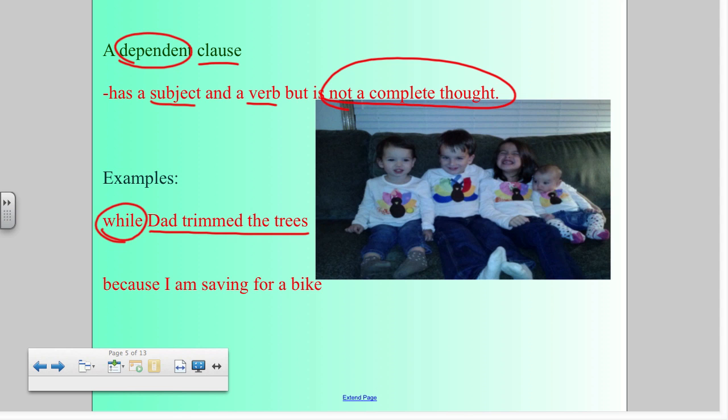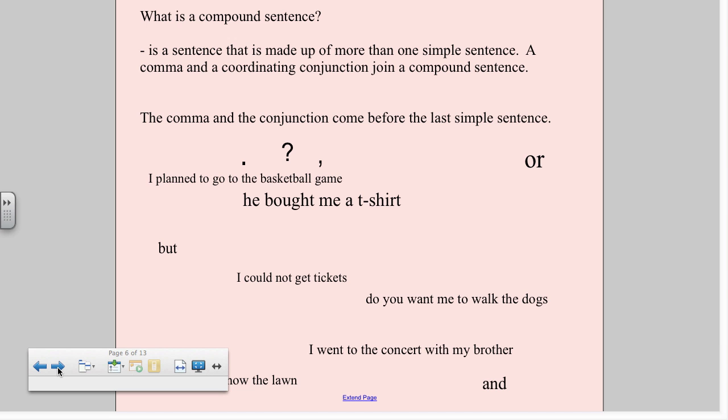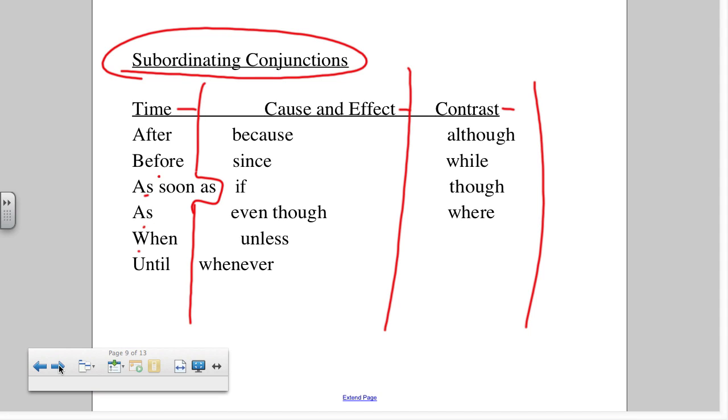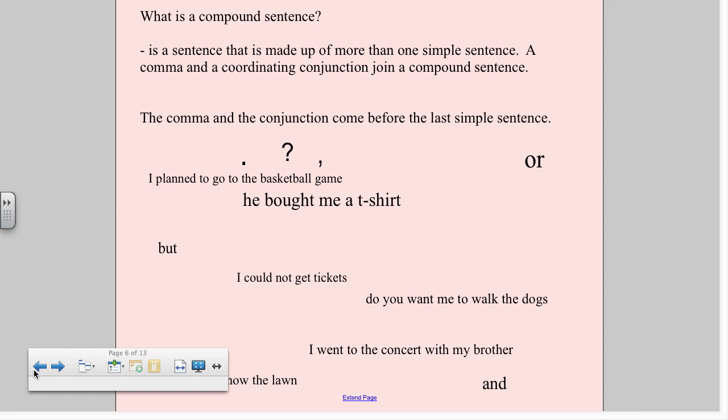While is what we call a subordinating conjunction. So if we look here at a list, and you can pause the video and get this list. This is a list of subordinating conjunctions. Subordinating conjunctions start a dependent clause. So if you think about it, they'll begin your dependent clauses. If you want to copy this list, I'm not going to go through it, but you can pause the video and copy this list and put it in your notes. I'm going to go back to teaching.